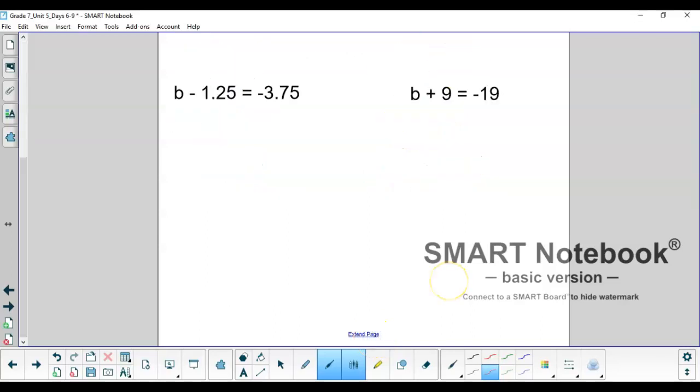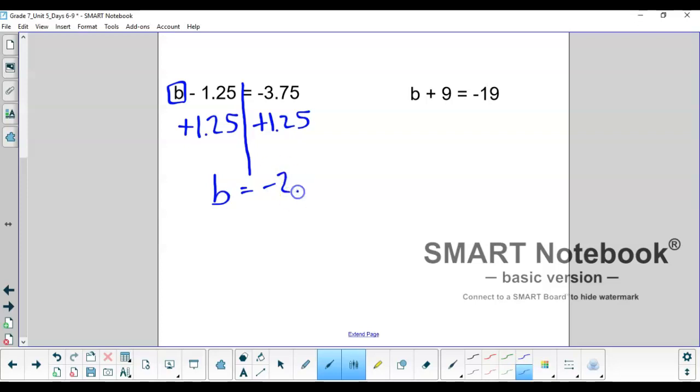And then my last two examples down on the bottom. b minus 1.25 is equal to negative 3.75. Again, I broke it into a left side, right side. I find my variable. I do my inverse operation to minus 1.25. That would be to add 1.25 to each side. And then I would go in my Desmos calculator and do negative 3.75 plus 1.25. And my calculator would say negative 2.5.